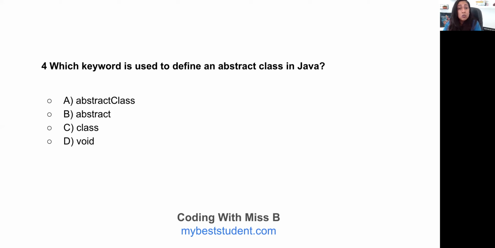Okay. Question 4. Which keyword is used to define an abstract class in Java? So there's no such keyword like A. There is B, C, and D. And I believe C and D are kind of obvious what they do. So the choice is B.